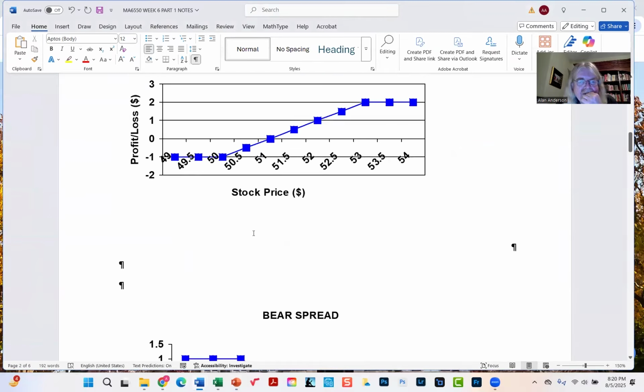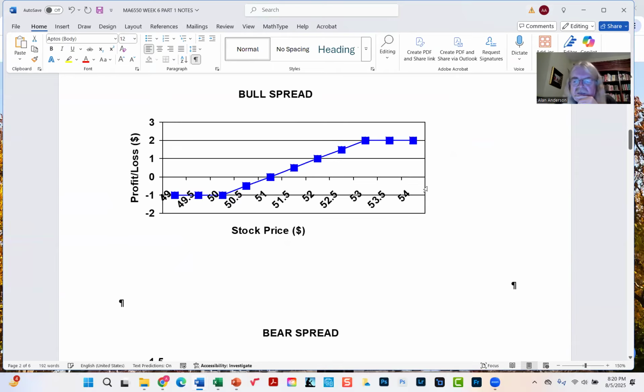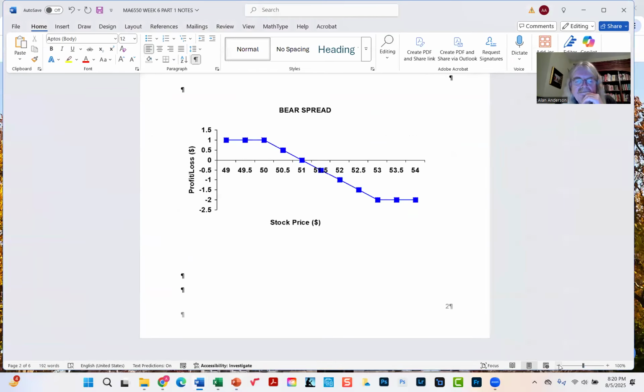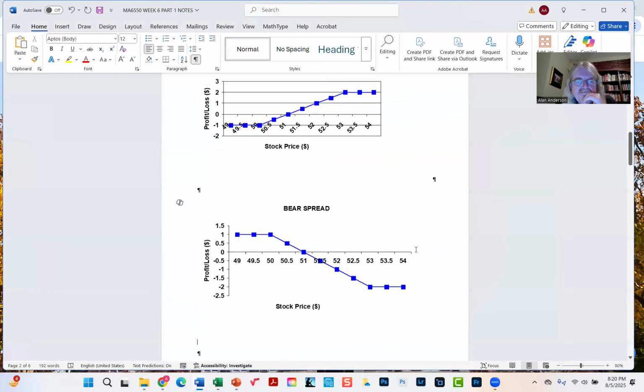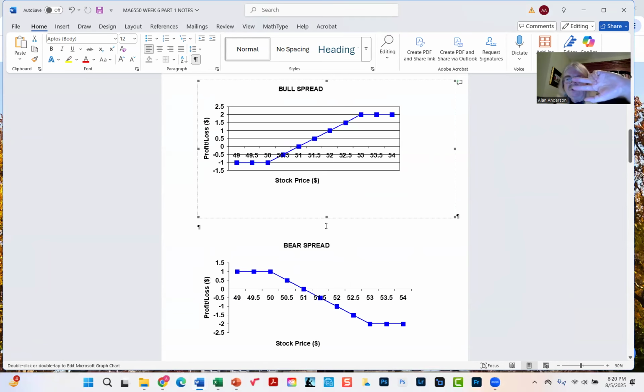All right, so you can kind of see them together. See if I can shrink up this page. All right, that's not too bad. But you should be able to visualize that what you've effectively done is taken the bull spread and flipped it upside down to turn it into a bear spread. And that's because we reversed the direction of the two options.